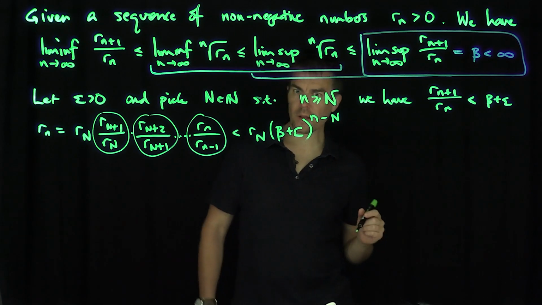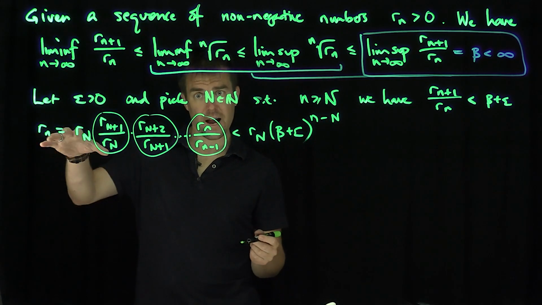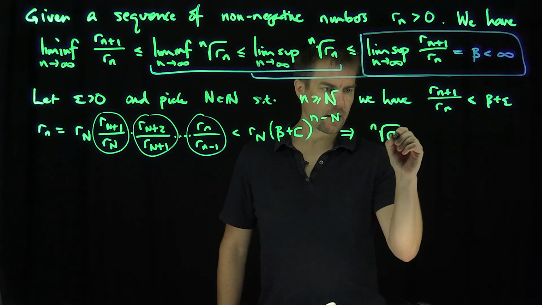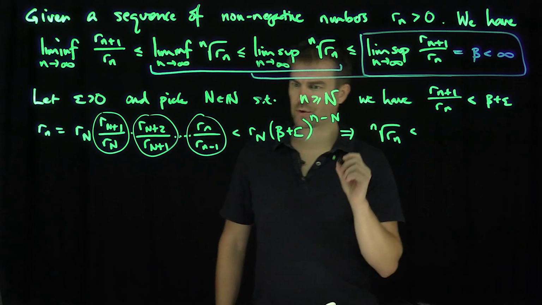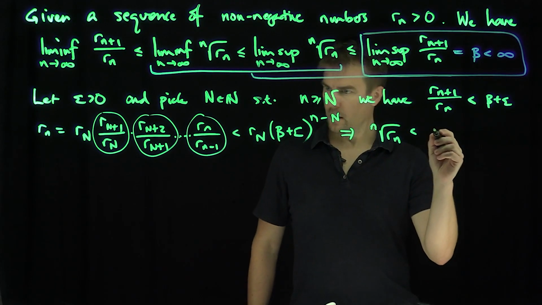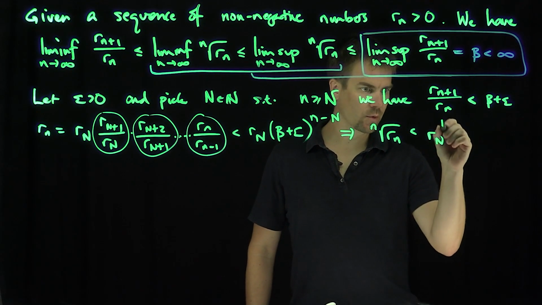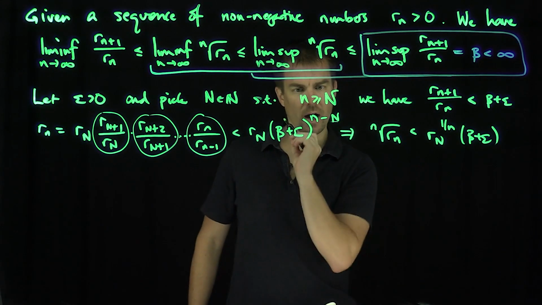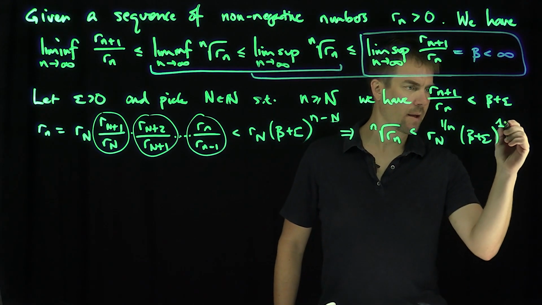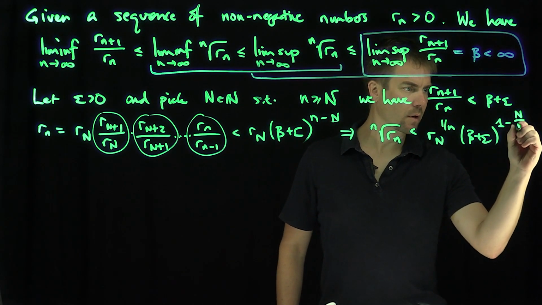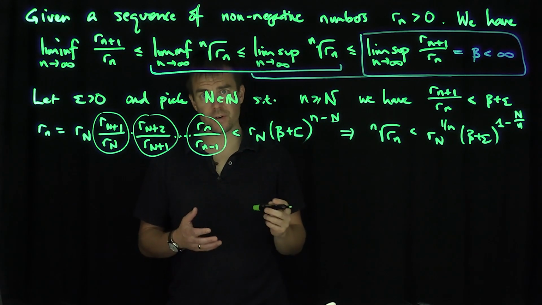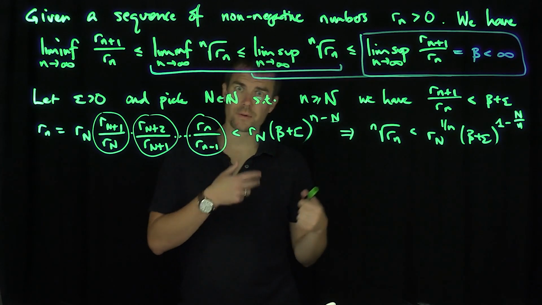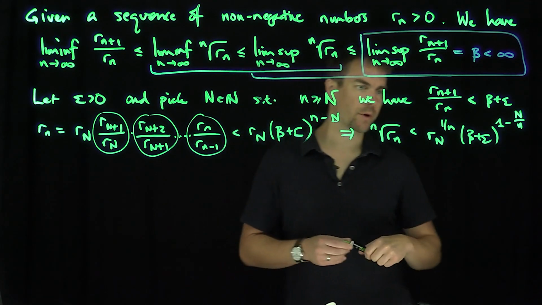Okay, excellent. Now, the nth root is a monotone function, so I'm going to take the nth root of this inequality. This implies that the nth root of Rn is strictly less than R_N to the 1 over n power, and then this expression, beta plus epsilon to the power 1 minus N over little n. Now we know from a previous video that for a fixed number a, a to the 1 over n converges to 1 as long as a is not equal to 1, and if it's equal to 1, we clearly get that.